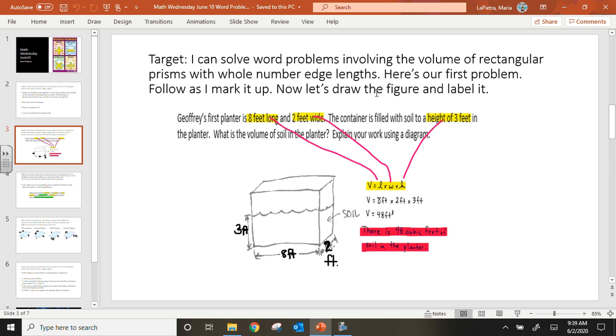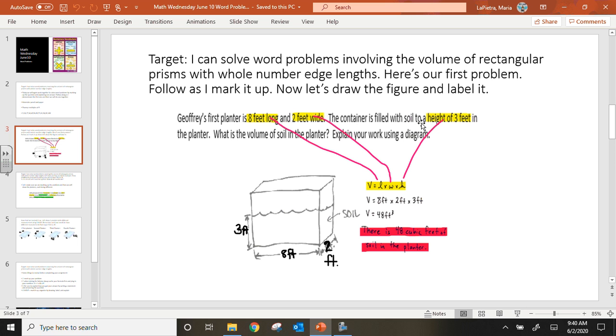Follow as I mark it up, and then we will draw the figure and label. So Jeffrey's first planter is 8 feet long and 2 feet wide. The container is filled with soil to a height of 3 feet in the planter. What is the volume of soil in the planter? Explain your work using a diagram. So here's our diagram. Here's the soil in here, and it's labeled soil.